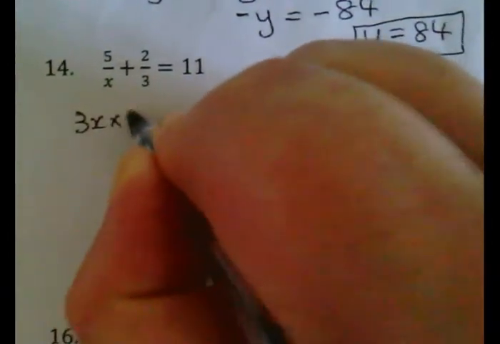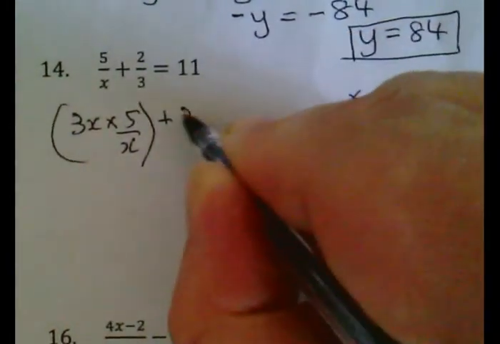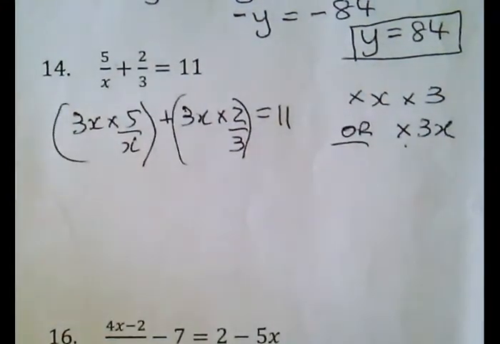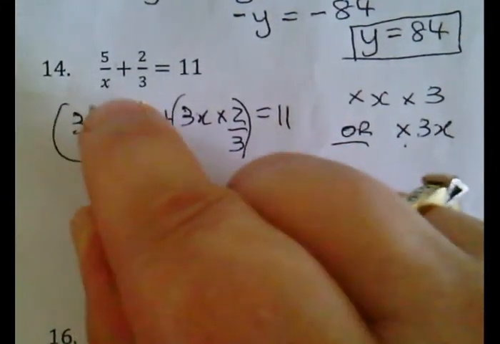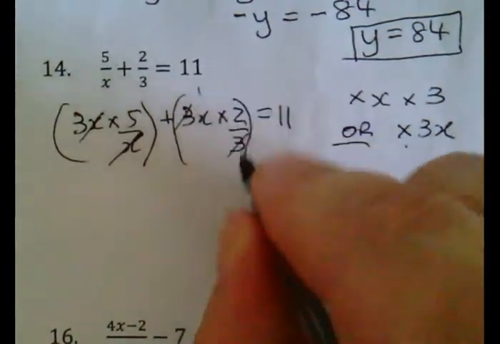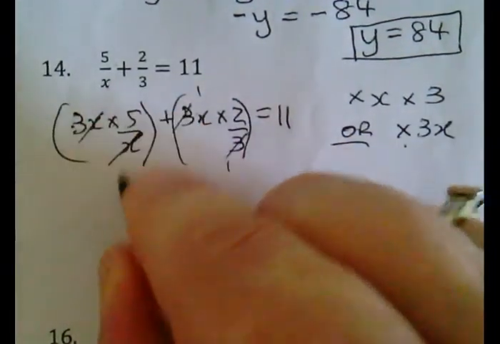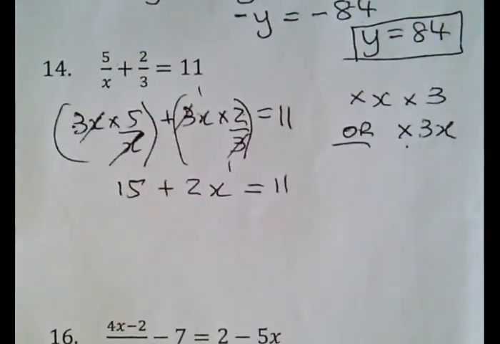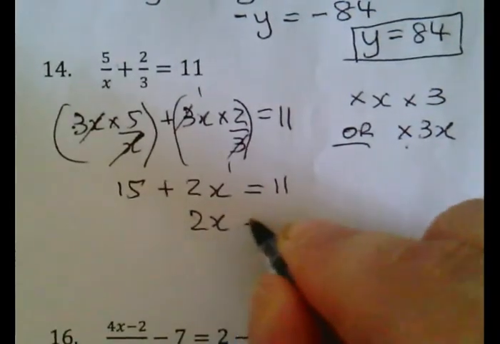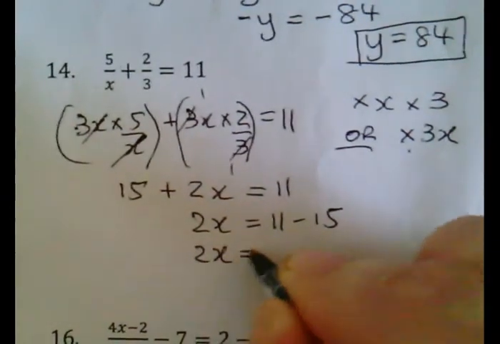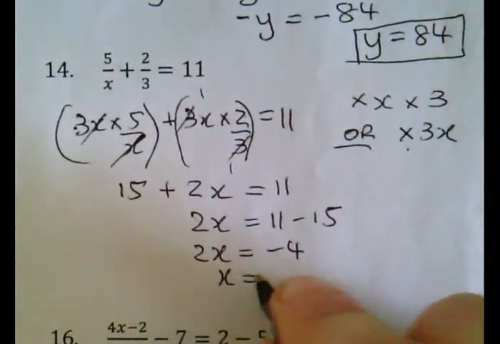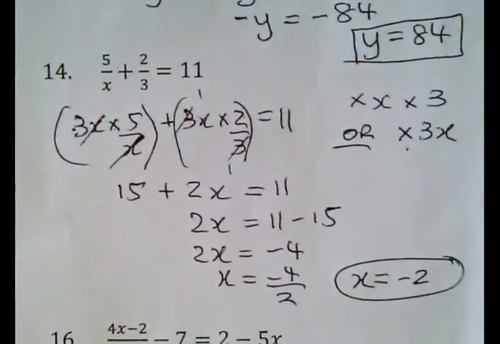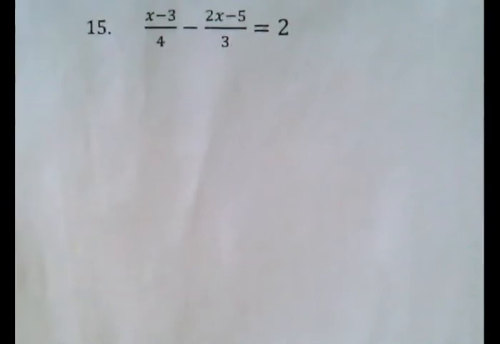So 3x times the first fraction plus 3x times the second fraction equals 11. So the x's cancel here and the 3's cancel there to give me 1's. So I've got 3 times 5, which is 15, plus 2 times x equals 11. So 2x is 11, take away 15, or 2x is negative 4. Therefore, x is negative 4 divided by 2, or x is negative 2. Girls, you will get ones like these.